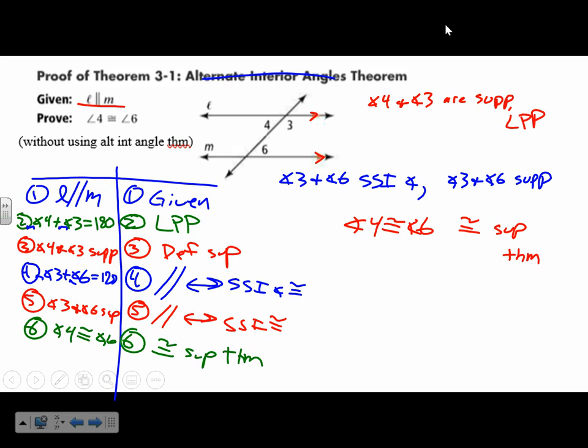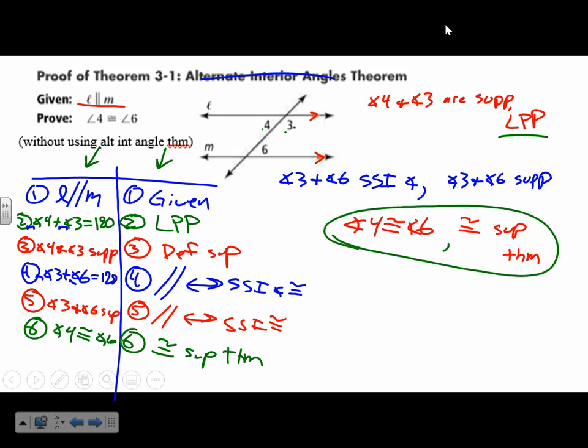So notice I used a lot fewer steps, and I didn't necessarily do it in a step-by-step process, but I justified why I did everything. 4 and 3 are supplementary. I told why. 3 and 6, they're same side interior. You could say that the other way around. You could say they're supplementary. If you did it this way, you'd have to say they're supplementary on this side and then say the reasoning on this side. And then last but not least, I have my final proof and the reason.